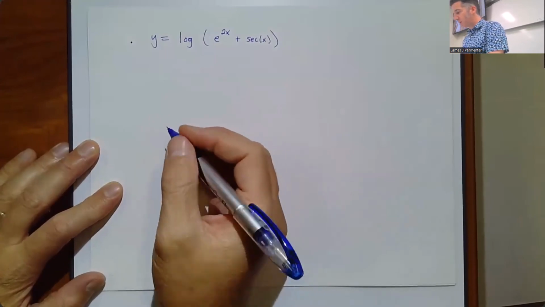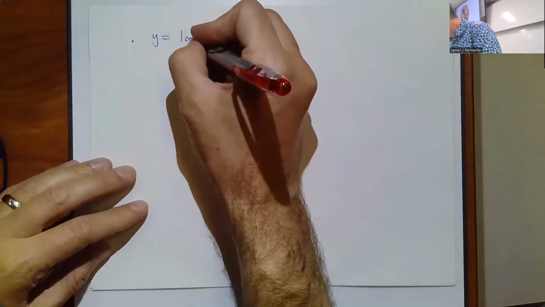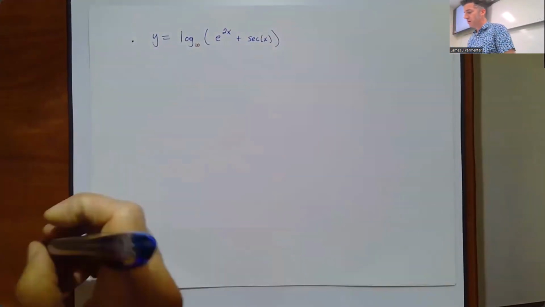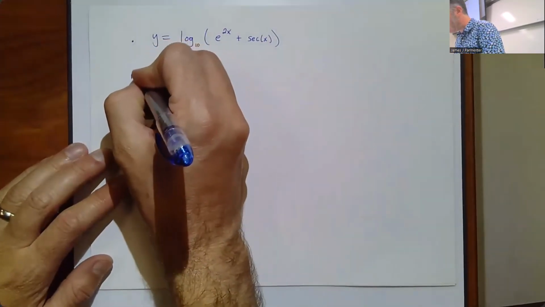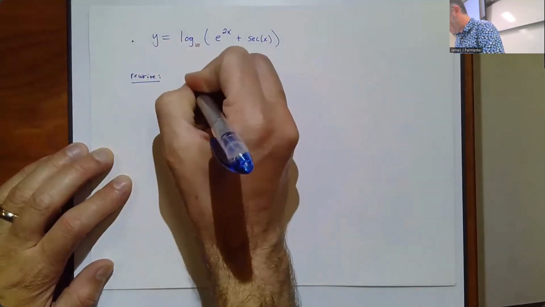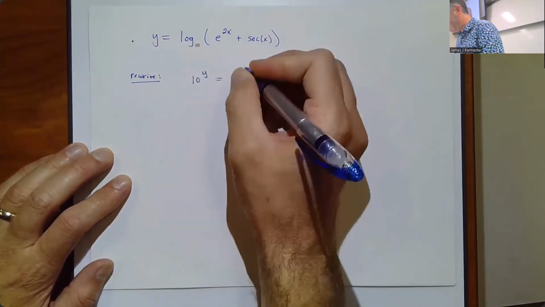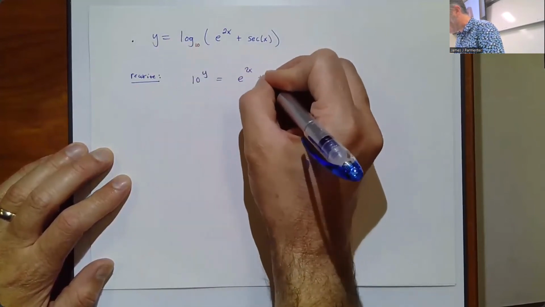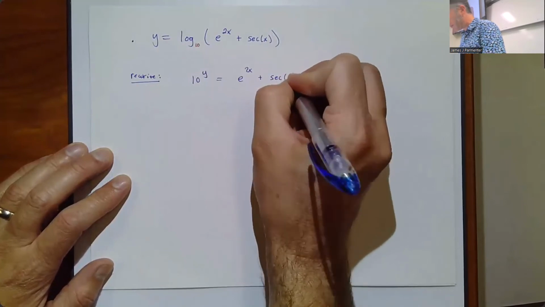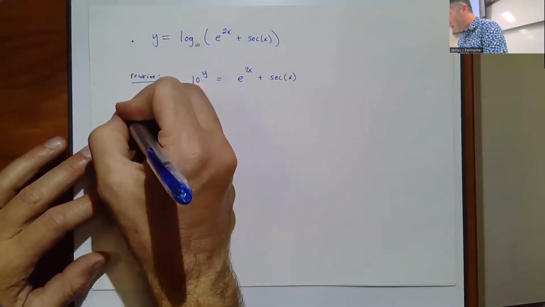So we're gonna do the same thing. This is y equal to log base 10, and we're gonna rewrite it as 10 raised to the y power equals e to the 2x plus secant of x. And then we're going to differentiate both sides.